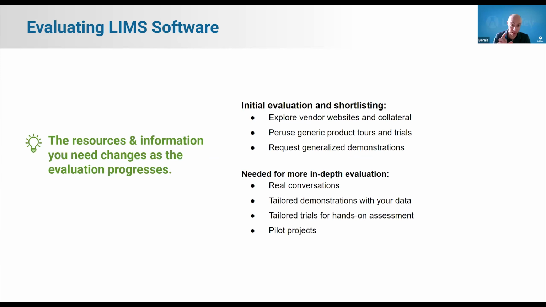Okay, now that you have the lingo, categories of functionality, the benefits of a LIMS, it's actually time to evaluate some products and vendors. Here's where things start to get a little more fun, I think. The starting points for an initial evaluation and shortlisting of candidates tend to come from an exploration of vendor websites and collateral, perusal of product tours and trials, and requests for generalized demonstrations of software.